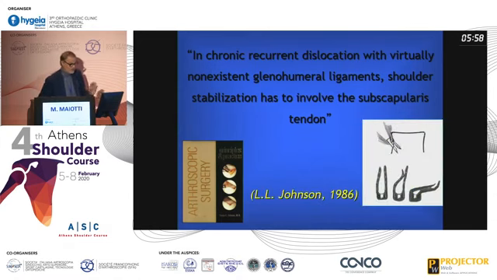According to Lenny Johnson in 1986, he told in his book that when you have a bad capsule, you could have help from the subscapularis tendon by doing a tenodesis. And he used to do it with anchors, but these anchors used to be staple anchors from Mitek instruments, and they failed. But besides the staples failing, the shoulder was stabilized.